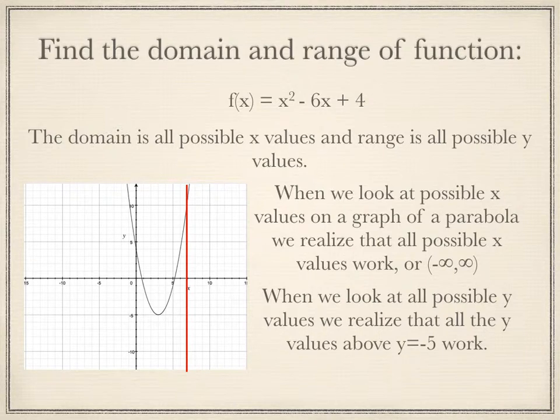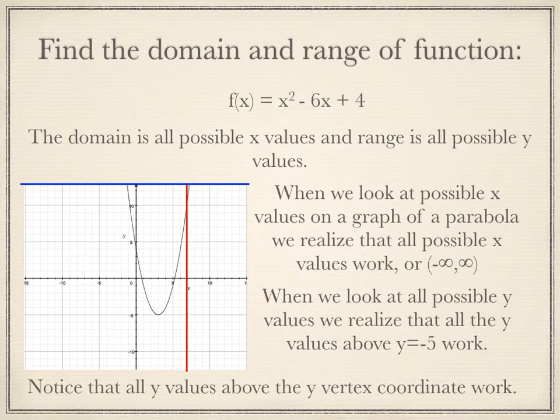Now, when we look at all possible y values, we realize that all y values don't necessarily work. Because if I wanted a y value at negative 10, I'm not going to get one. There's not going to be a point on my line at negative 10. But if I go to negative 5, so y equals negative 5 is that blue line I have drawn, and I look at everything up, for every y value above negative 5, there's going to be a point on our line. At least one, if not more. So notice that all y values above the y vertex coordinate work.